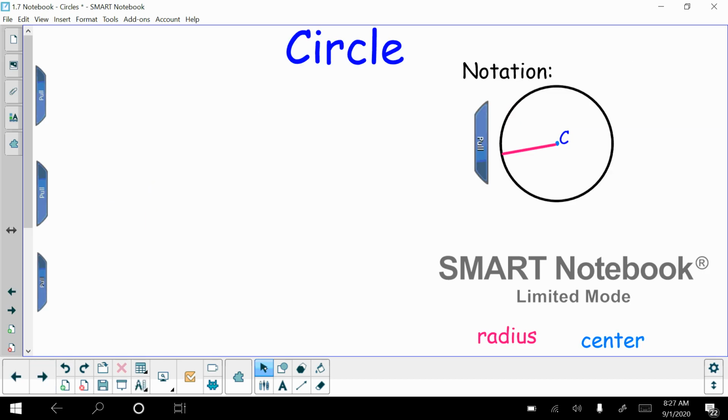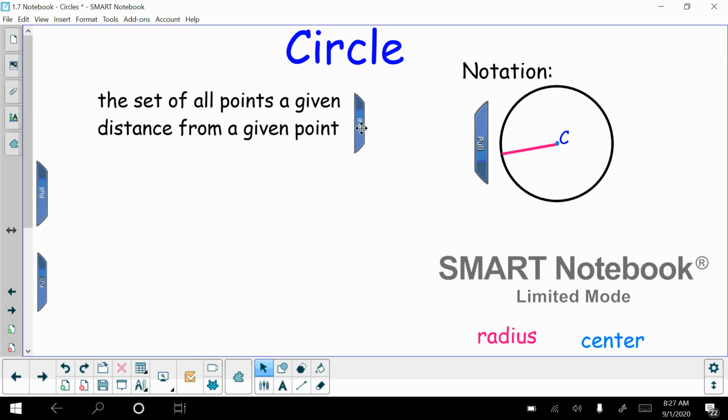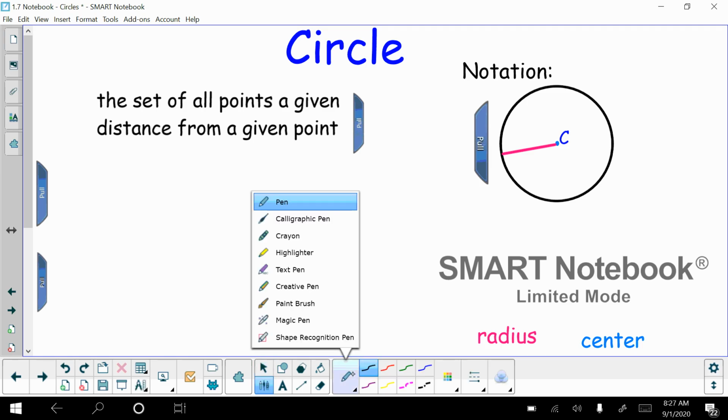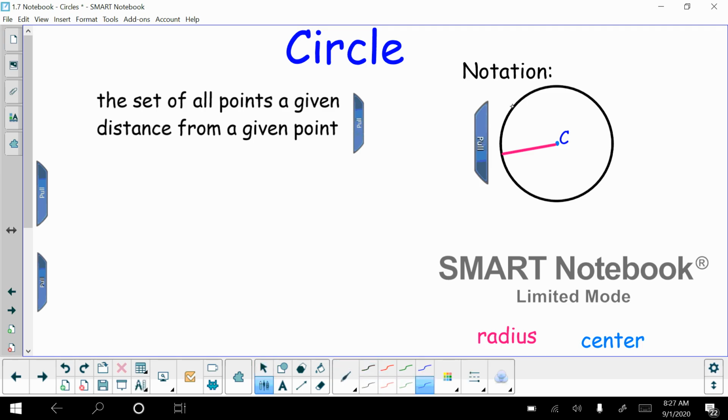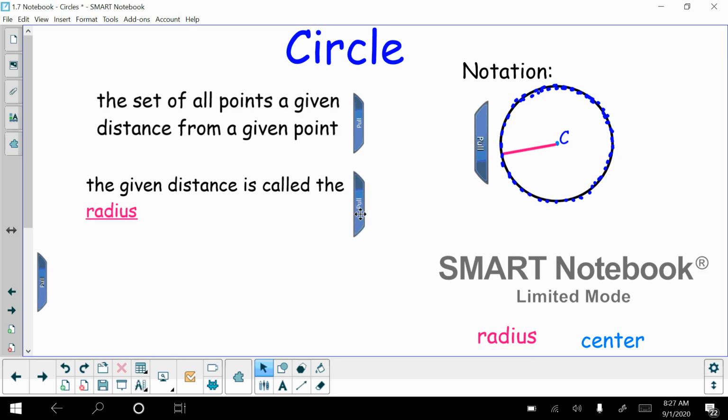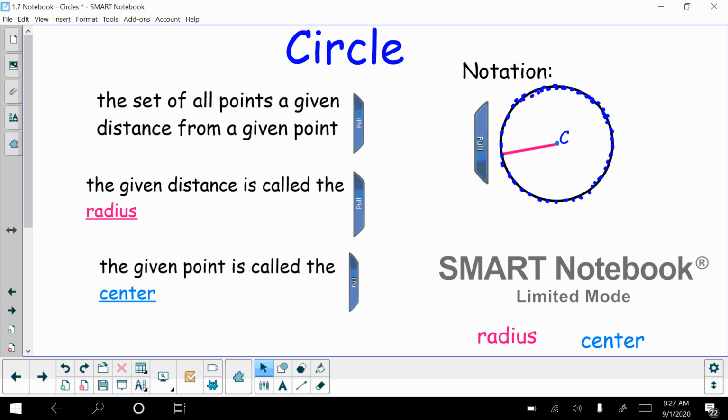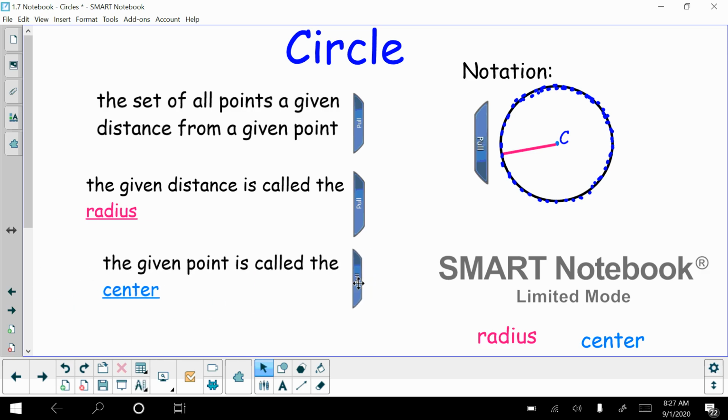So you guys know what a circle is, but a formal definition is the set of all points a given distance from a given point. So basically what that means is imagine infinitely many points that are the same distance away from point C. So all of these points, infinitely many, kind of like when you create a line, it contains infinitely many points. That given distance is referred to as the radius, and the given point is called the center.